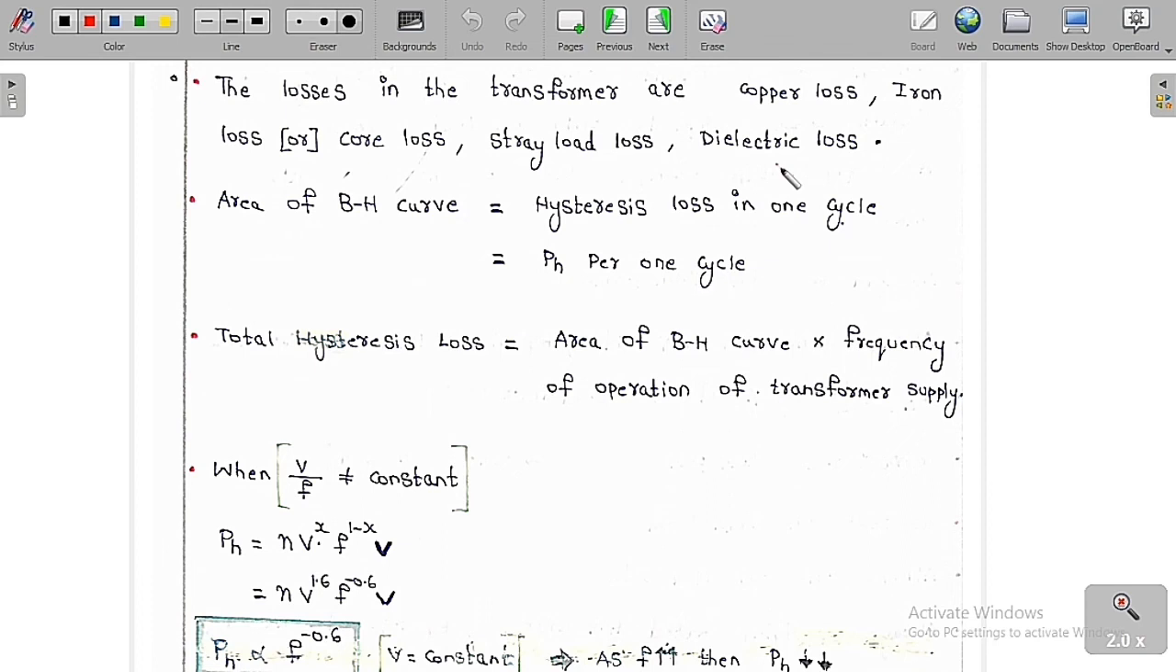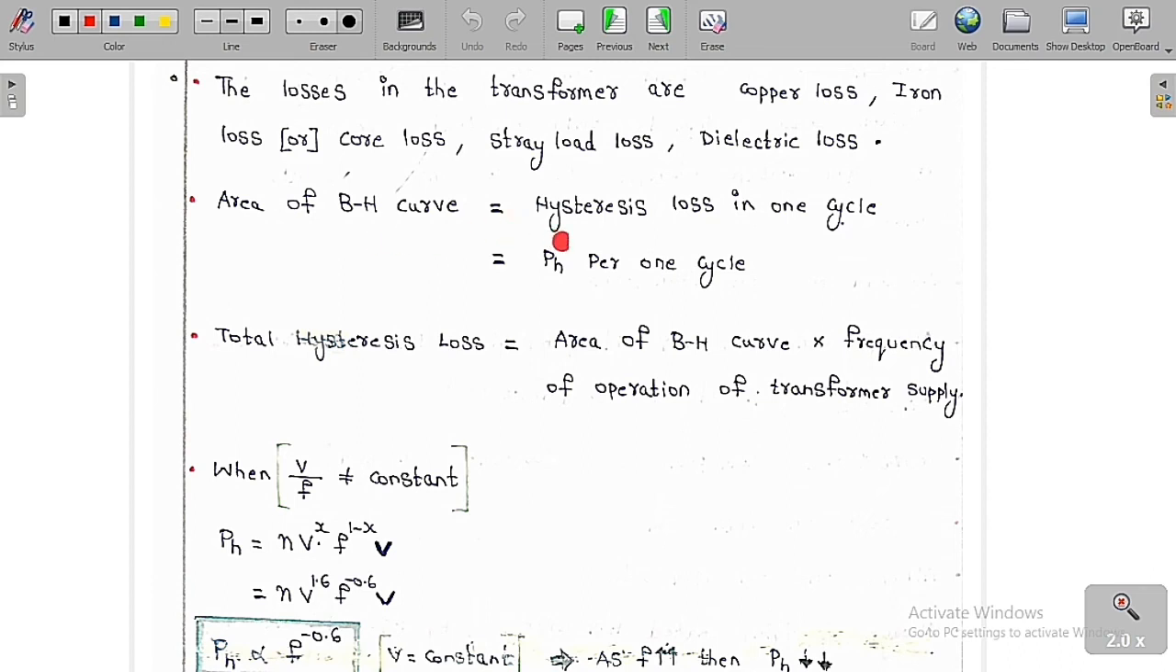There are only four losses present in the transformer: the copper loss, the iron loss, which is also called the core loss, the stray load loss, and the dielectric loss. The stray load loss and the dielectric loss are very, very small, so we neglect them for all practical conditions. But ideally, we can say that there are four losses.